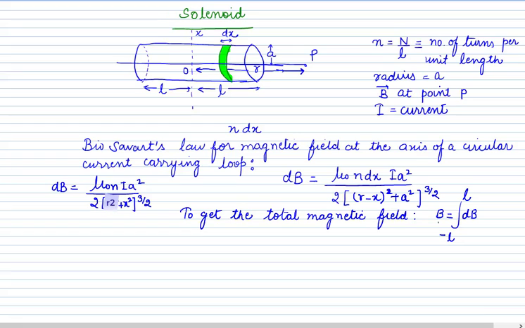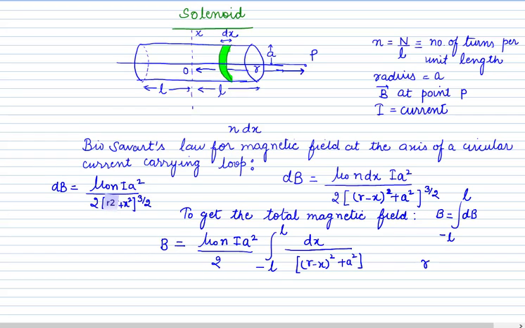Now put the value of dB. So we'll have B. Now take out all the constants outside the integration. Mu naught is a constant, n is a constant, I, a square, all these are constants, and upon 2. These are the only constants. Now put the limits minus L to plus L. Now what is left? Here it is dx upon (r minus x) square plus a square to the power 3 by 2. This we have to integrate.